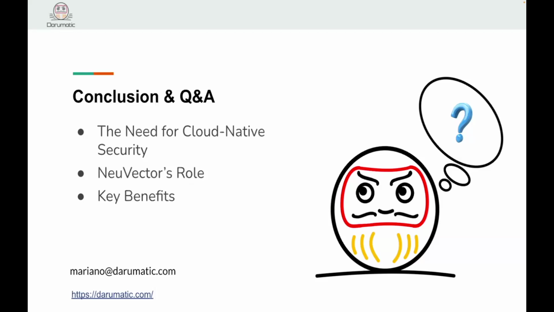Is there a way to do it outside of the UI? Is there an API? Yes, anything you can do in NeuVector, you can do through the API. There is a CLI as well, which is not as powerful as the API. So you can do a subset of what you can do with the API.